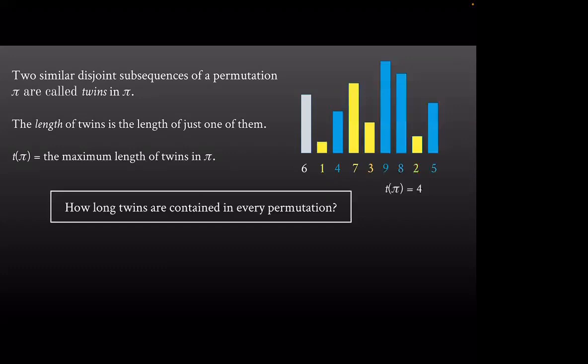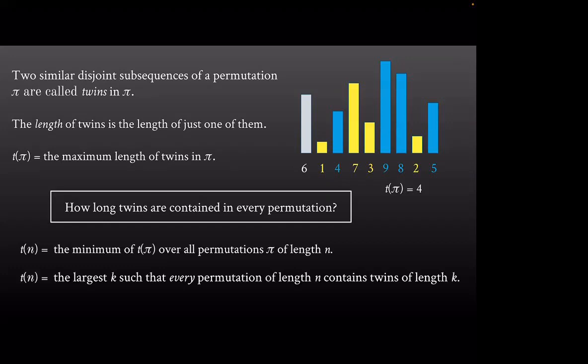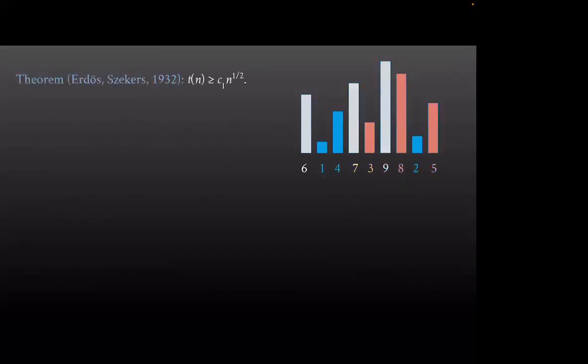And the natural question we are studying is how long twins are contained in every permutation. So this can be formalized as a kind of extremal function. So we look for the minimum value of T of pi over all permutations of a fixed length n. And we can also define it equivalently as the largest k such that every permutation of length n contains twins of length k. And what do we know about this function?